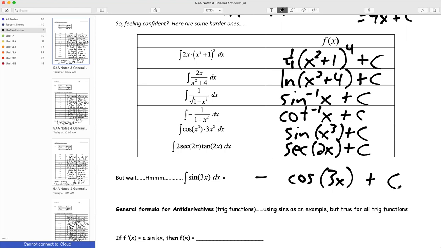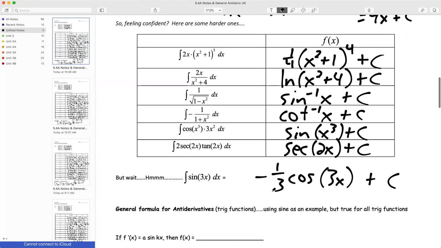And here's why. If I take the derivative of this, the derivative of negative cosine of 3x is sine of 3x, but then I've got to multiply by the derivative of what's inside the parentheses. So there would be another 3 here, okay? And so in order to cancel out that 3, I need a 1/3 out front.